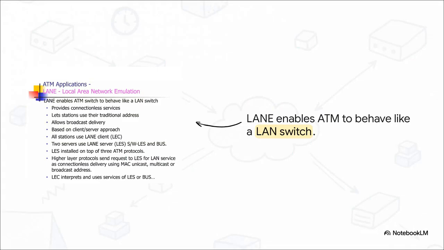To solve this clash of protocols, engineers created LANE, Local Area Network Emulation. Essentially, LANE acts as a brilliant disguise. It allows an ATM switch to behave exactly like a traditional connectionless LAN switch. It lets end stations use their traditional MAC addresses and allows for broadcast delivery, all while smoothly riding on top of the strict, connection-oriented ATM protocol underneath. It pulls this off using a very clever client-server approach.